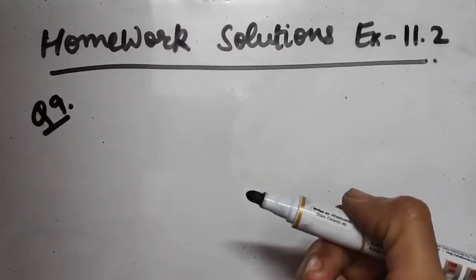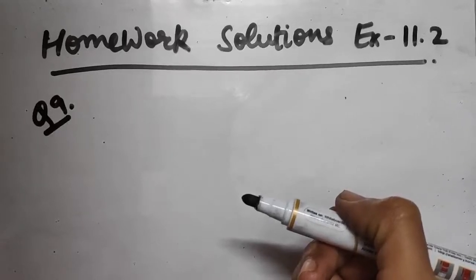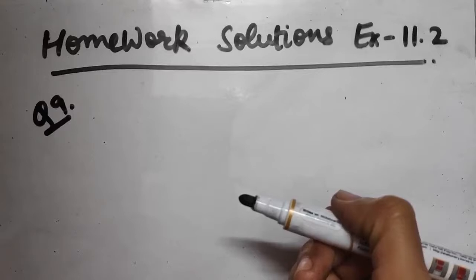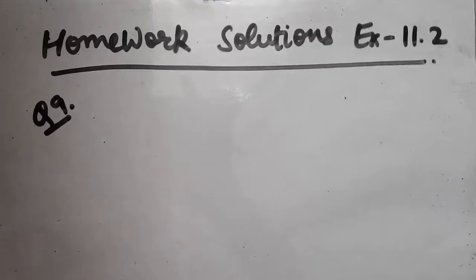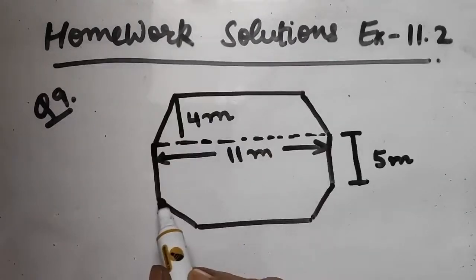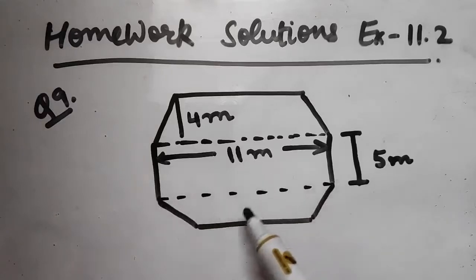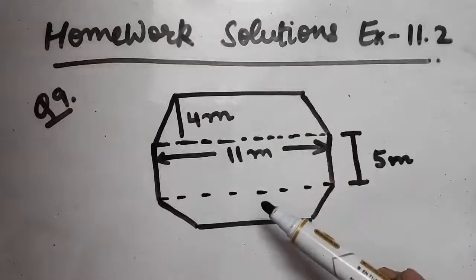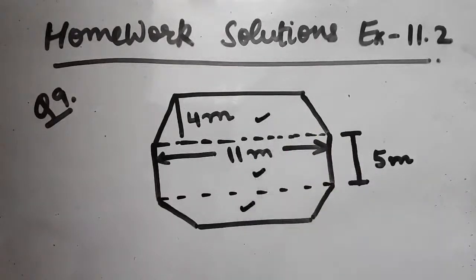Question says, top surface of a raised platform is in the shape of a regular octagon as shown in the figure. The figure is given to us in the question. Find the area of the octagonal surface. This is the figure which is given to us in the question. If I join this line, we will find that this octagonal surface has been divided into two trapeziums and one rectangle.